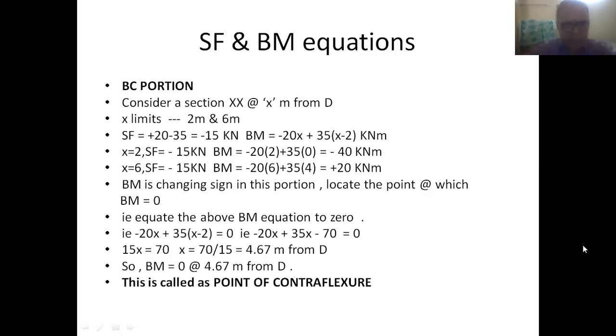So that will be at a certain distance from point D. In this case, it is at a distance of 4.67 meters from point D. At this point, the value of bending moment will be equivalent to 0 so far as this problem is concerned. The point at which the bending moment is 0 is called a point of contraflexion, and we have to indicate this point also after preparing the bending moment diagram.